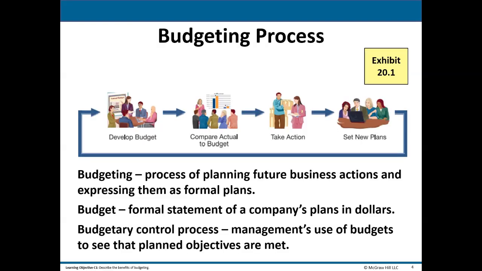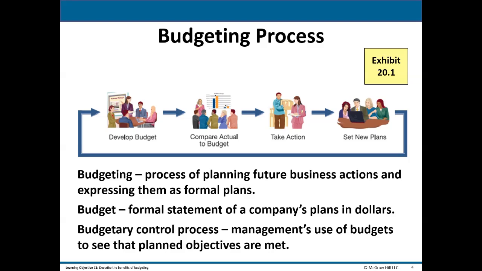Managers must ensure that activities of employees and departments contribute to meeting the company's overall goals. So, budgeting is the process of planning the future business actions and expressing them as a formal plan. A budget is a formal statement of a company's plans, expressed in dollars. Unlike long-term strategic plans, budgets typically cover shorter periods, such as a month or a quarter or even a year.